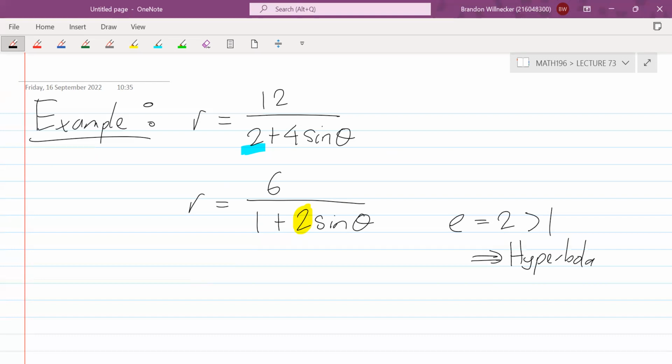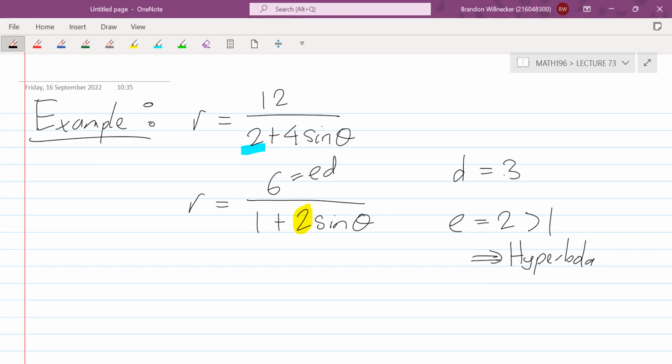Okay, good. What about the directrix? So we've got the value of e. The directrix we can find using this top value. Remember, that is going to be e times d. So here we have d is equal to 3, because 3 times 2 is going to give us 6. So d is equal to 3. Okay, so that's the value of d.